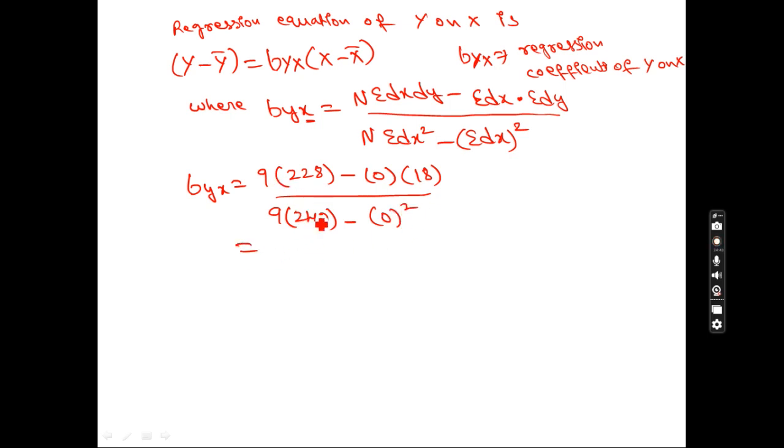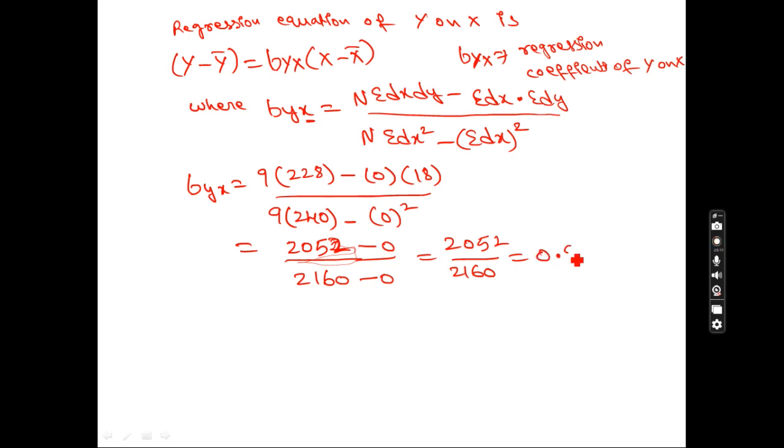If you do 9 into 228, you get 2052, divided by 9 into 240, which is 2160, minus 0, because 0 into 18 is 0. So you will get 2052 divided by 2160. Now if you divide these two numbers, here also we are getting 0.95.